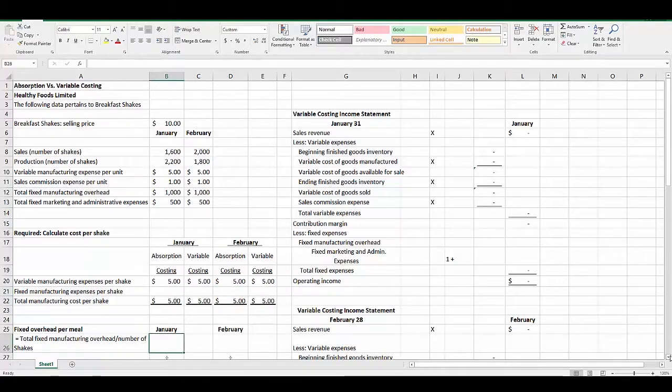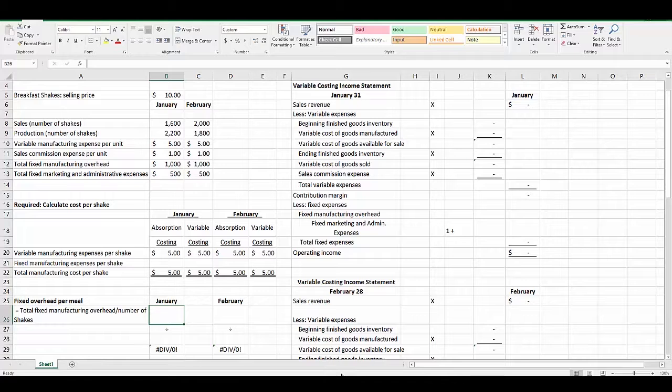So the fixed manufacturing cost is $1,000, and we divide that by the number of shakes produced. That would be 2,200. So it's not the number sold, but the number produced, which would give you 45 cents per shake if you take your fixed expenses and divide them across the number of shakes that you made. So we'll enter our 0.45 here. Under absorption costing, the total manufacturing cost per shake for January is $5.45.